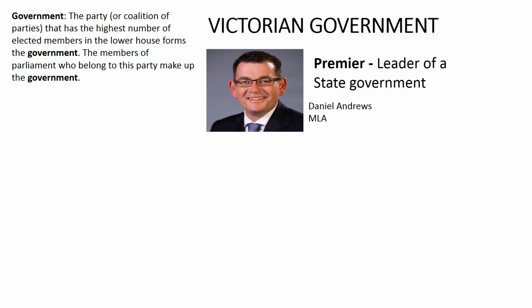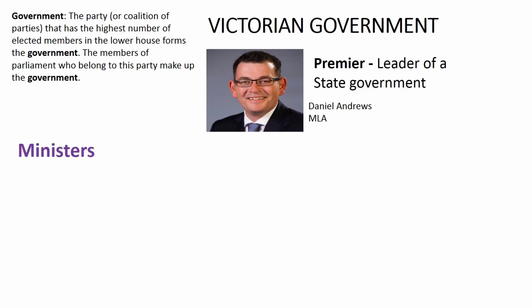So here's another definition for your vocabulary sheets. Look down the left-hand side, find the word Premier, and write in there, leader of a state government. Now, Daniel Andrews can't govern Victoria just by himself. He needs some help, so he's appointed other members of his party to help him govern Victoria.